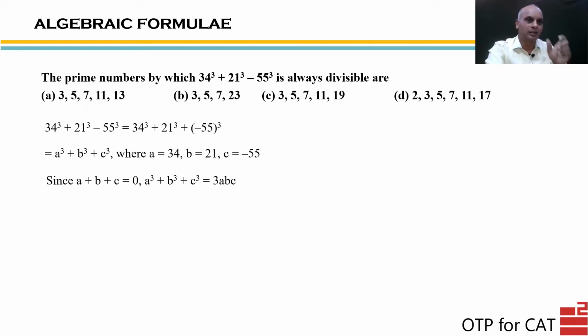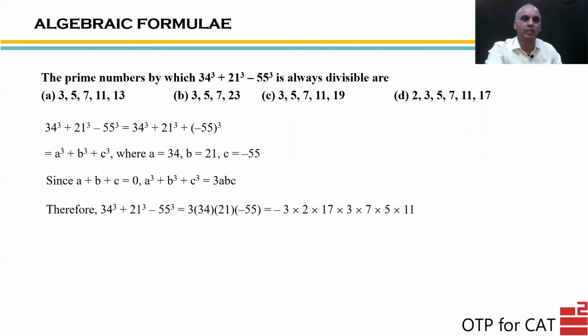And that means the given expression 34 cube plus 21 cube minus 55 cube is equal to 3abc. That's 3 into 34 into 21 into minus 55. If you further factorize this, we get all these prime factors. Now matching with the options, which one is the correct answer? Obviously it is option D.